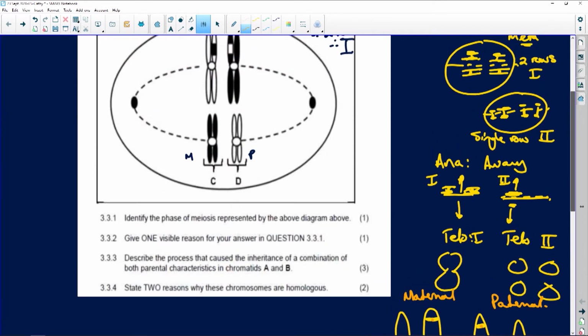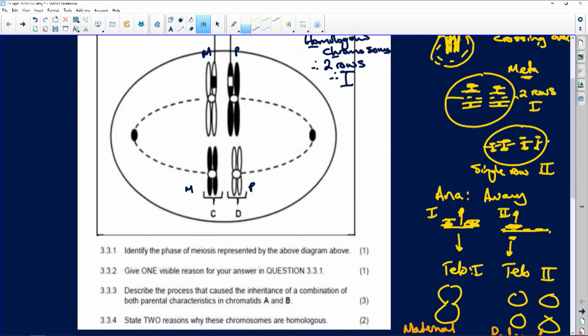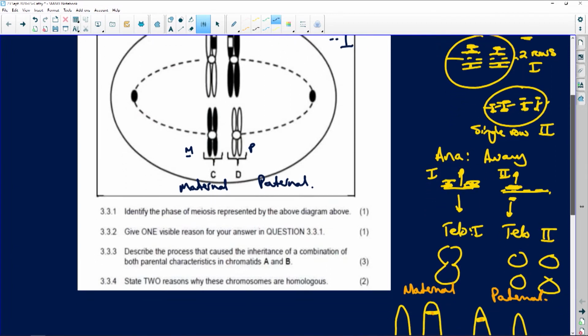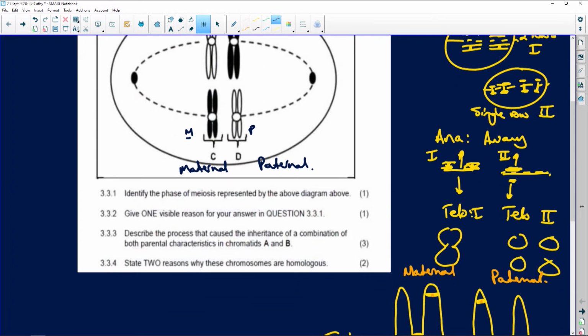Okay, now we got that sorted. Then if we look at C and D, so C is maternal, and this will be the paternal chromosome. And the 2 together, as I said, homologous chromosome. All right, so let's look at our questions. Let's identify the phase of meiosis represented by the diagram above. Well, we know it is metaphase, but which metaphase? Metaphase 1. Why? Because there's a double row of chromosomes. You've got your maternal and your paternal homologous chromosomes.